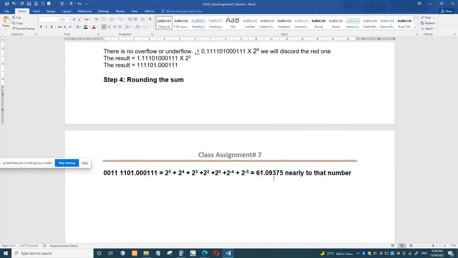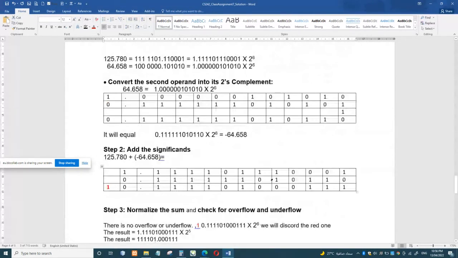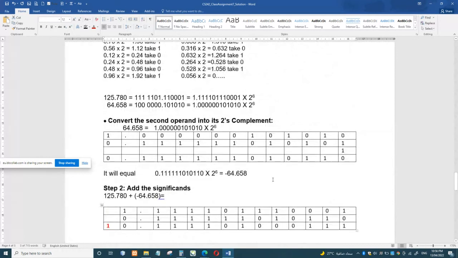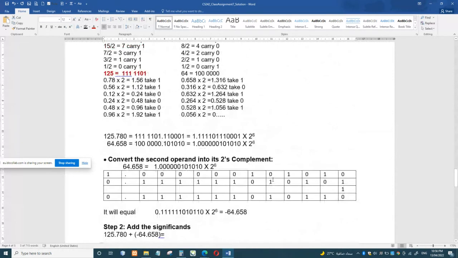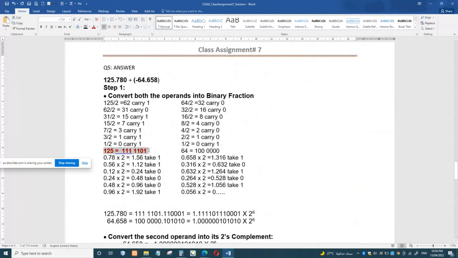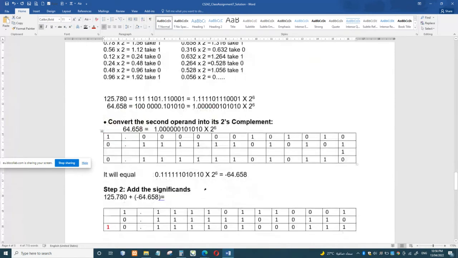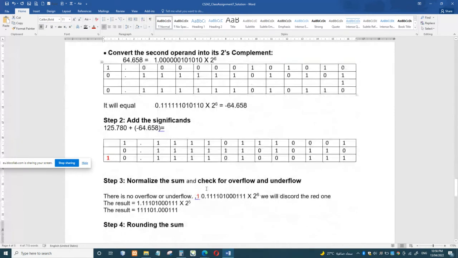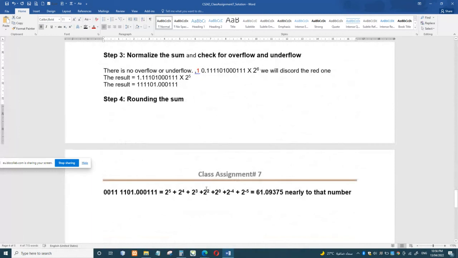In step number 1, Doctor, I can convert 125 and 64 by the calculator, right? I don't have to explain it here. You can directly write this one like this. Do you understand? Yes. Okay, but this one you need to show. Yes, of course. Any other question? No questions, Doctor. Okay, so we have finished our class assignment 7.